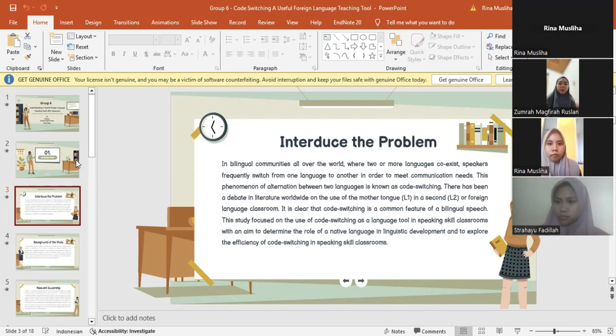So the first part is about introducing the problem. In bilingual communities all over the world, where two or more languages coexist, speakers frequently switch from one language or their mother tongue to another language or the foreign language in order to meet communication needs. This phenomenon is also known as code switching.